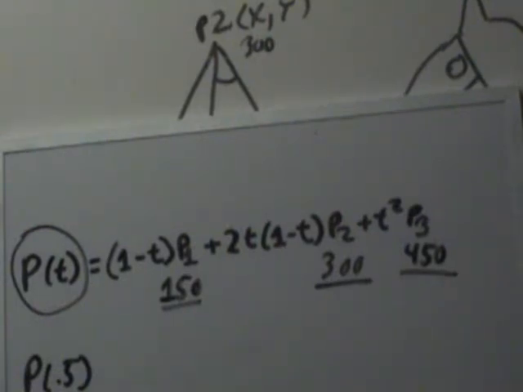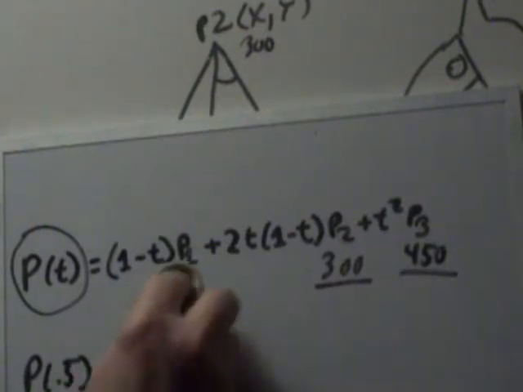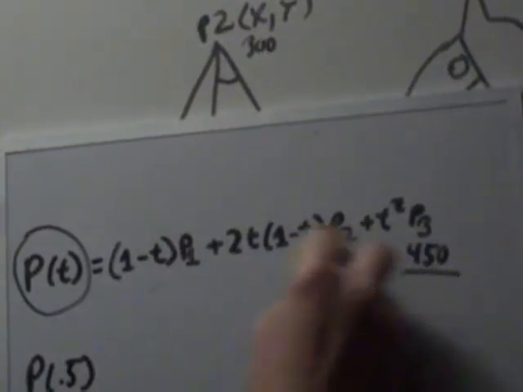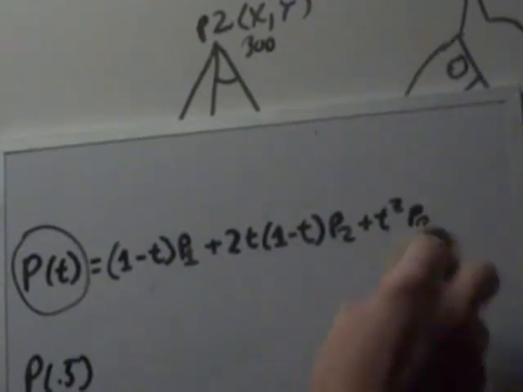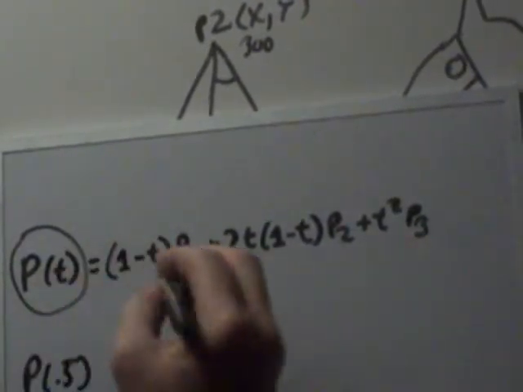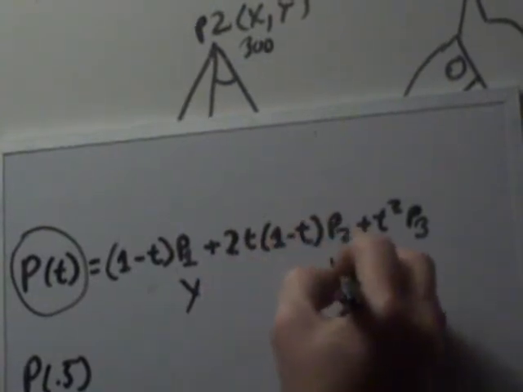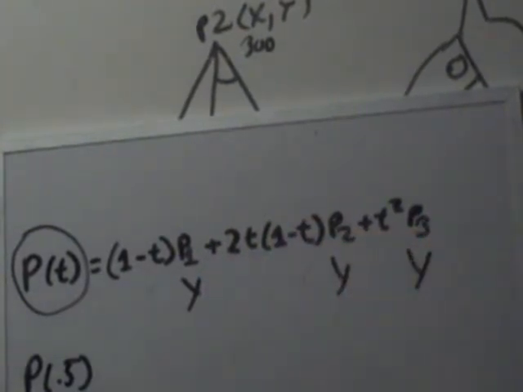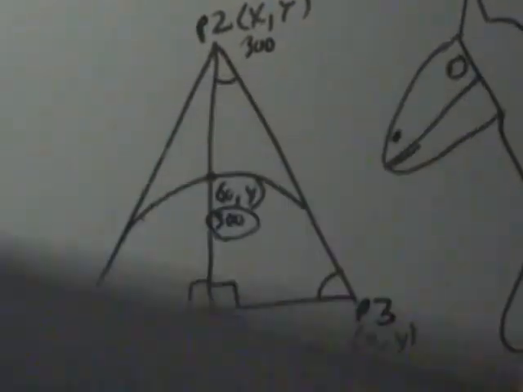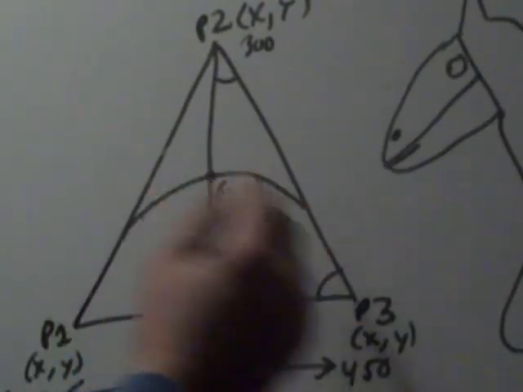Okay, now you see how this is working? Now you say, well, okay, that's how we get the x-coordinate, but then we use this equation again, and what we're going to do is we're going to replace all of these with whatever we figure is the y-coordinate. So this will be the y-coordinate P1, P2, and P3 as well. You see how this is working? And that's how you're going to plot the points of this Bezier curved line.